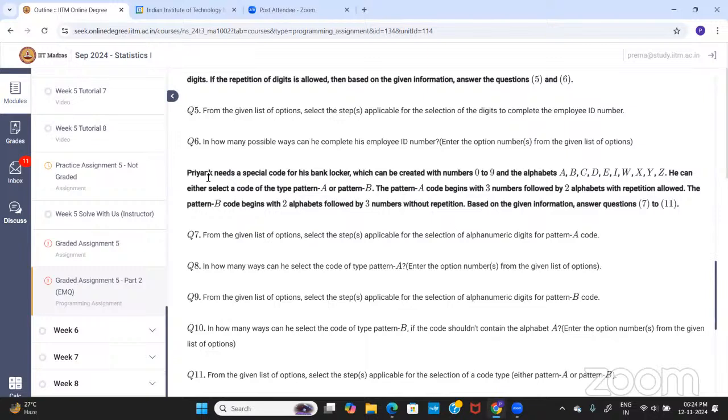Here you can see that Priyank needs a special code for his bank locker, which can be created with numbers 0 to 9 and alphabets. He can either select a code of the type of pattern A or pattern B. So here is the OR condition. Either you have to select pattern A or pattern B. So here the selection will not be simultaneous.